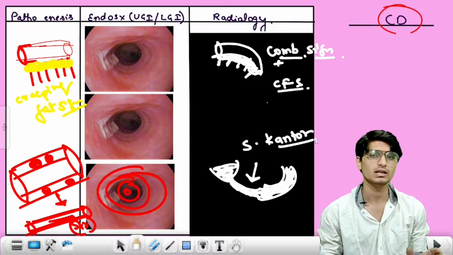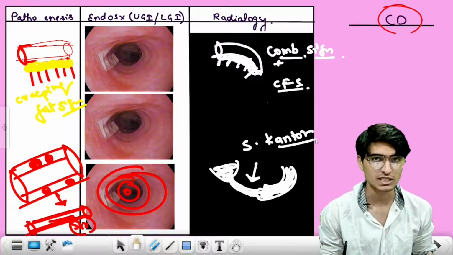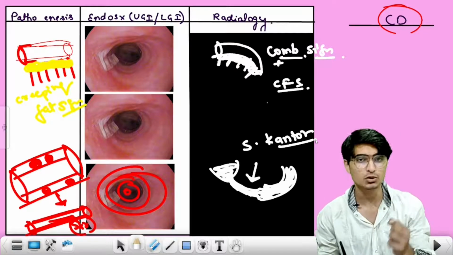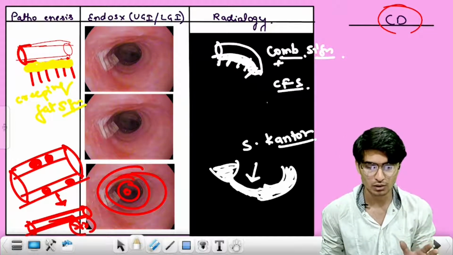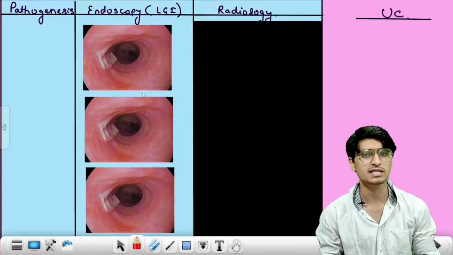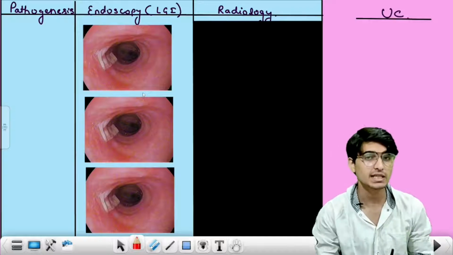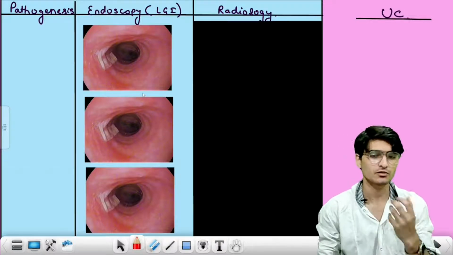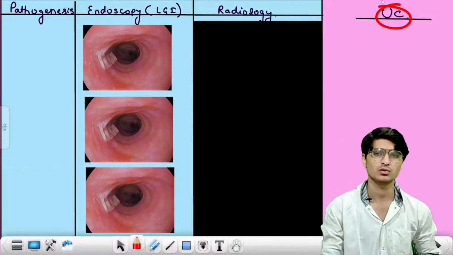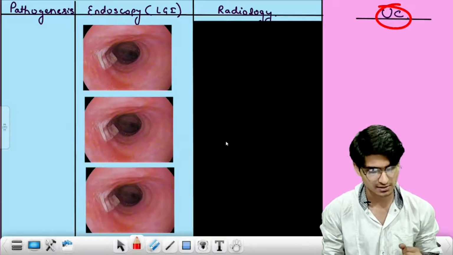Okay, so these are the radiological findings and the endoscopic findings and the pathology with respect to the pathogenesis of Crohn's disease. And now we will go for the same thing for UC here. So now we will discuss the pathology in correspondence with the endoscopy and the radiology with respect to UC, right? So the first presentation is the superficial ulcers here, right?